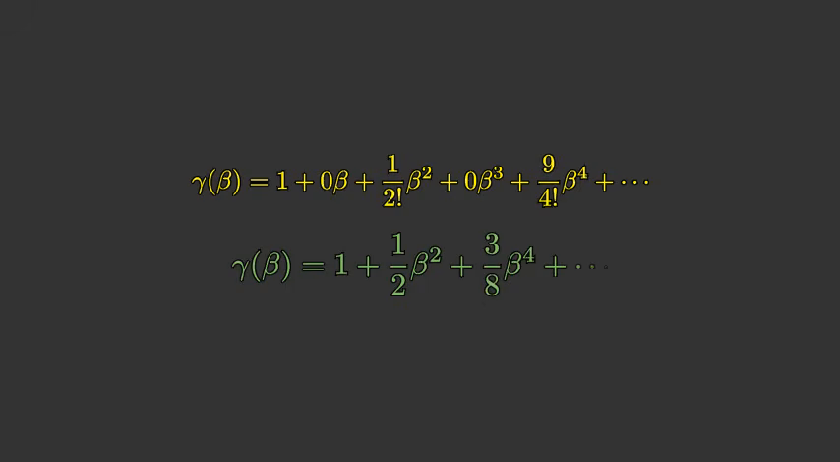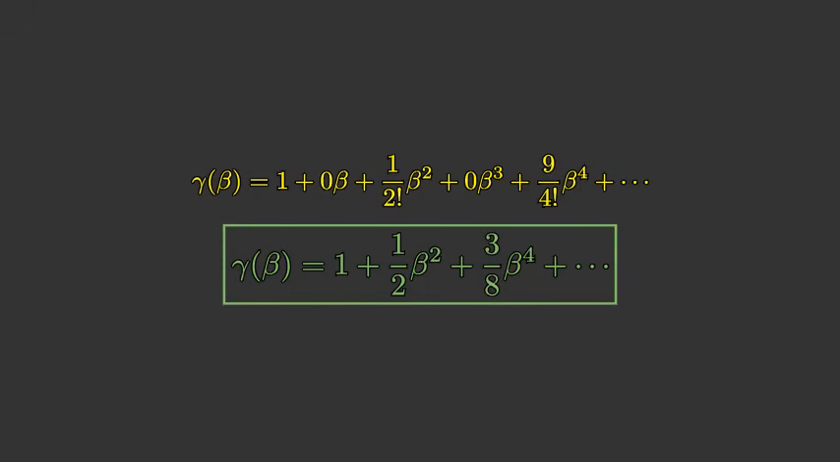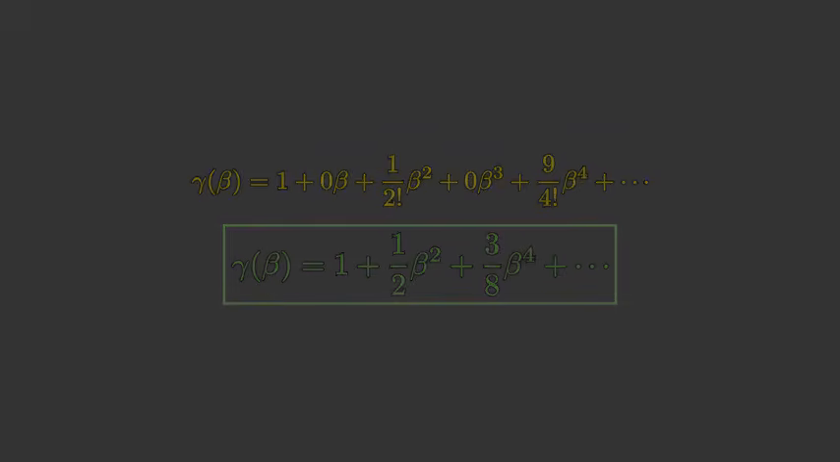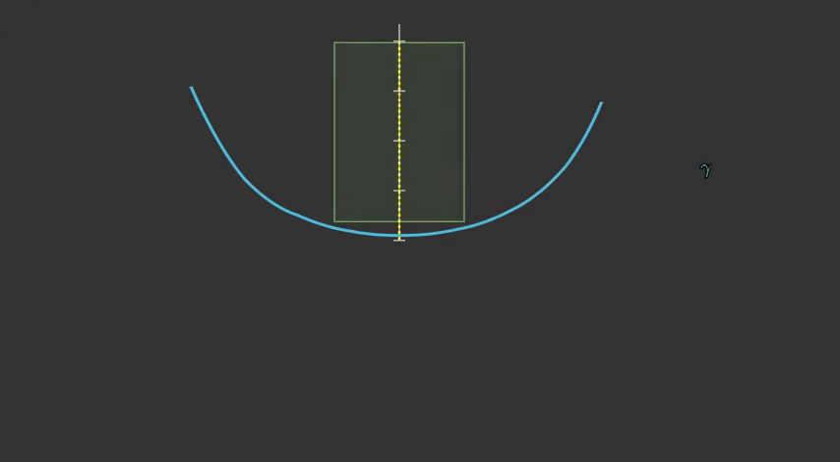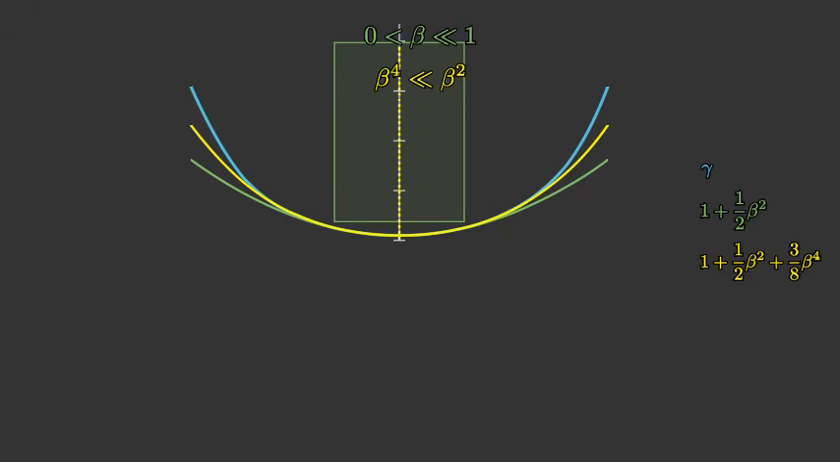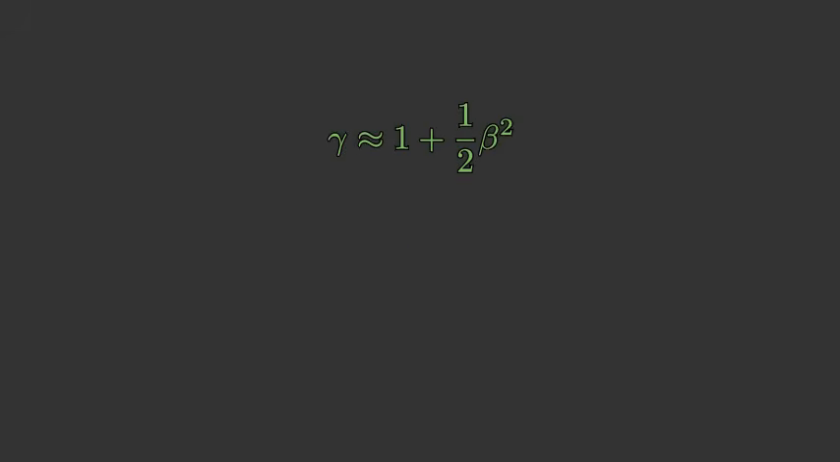Now we use the physical assumption. For ordinary speeds, v is much smaller than c, so beta is very small. If beta is small, beta squared is already tiny. Beta to the fourth is even smaller. So for the low-speed approximation, we keep only the first correction. Gamma is approximately 1 plus 1/2 beta squared, and because beta equals v divided by c, this becomes gamma is approximately 1 plus 1/2 v squared over c squared.